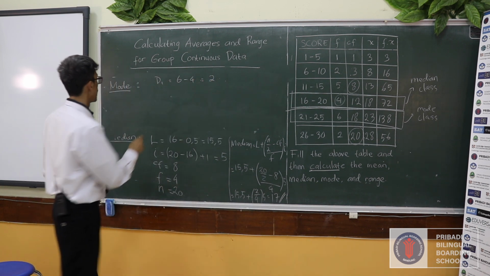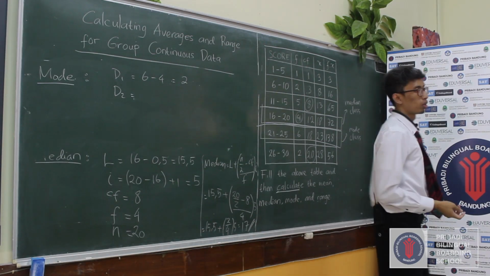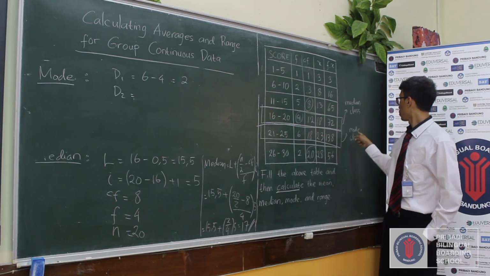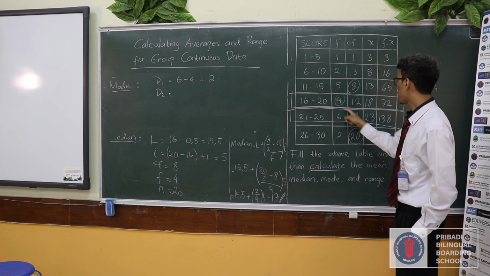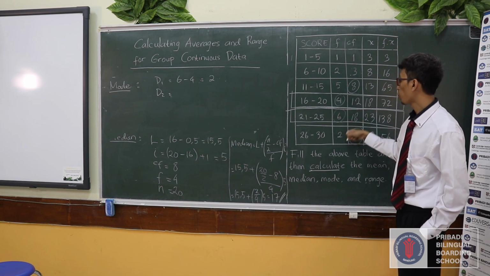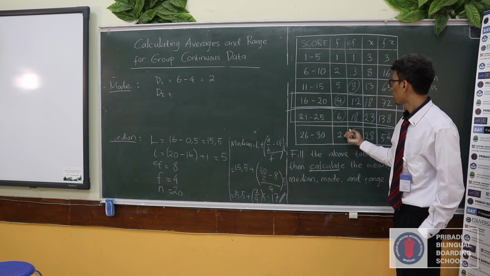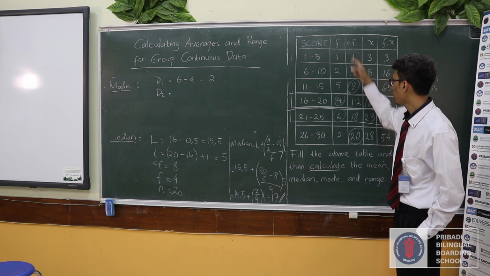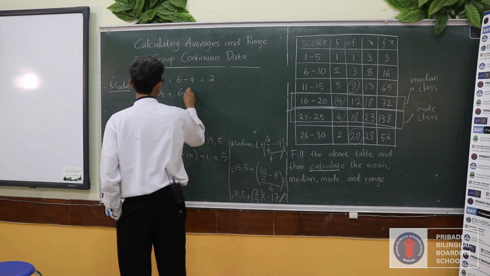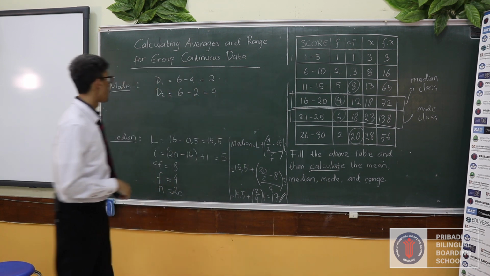Okay, and then D2, what is D2? D2 is the frequency of the mode class, which is 6, and this is our mode class, subtracted with the frequency of the next class, which is 2. So we only need to write 6 subtract 2, we got 4 here.